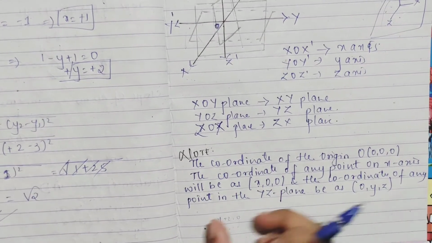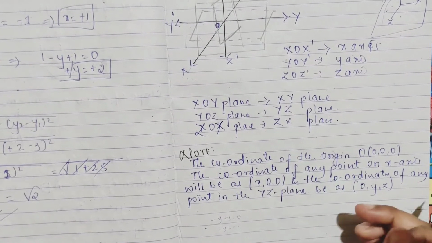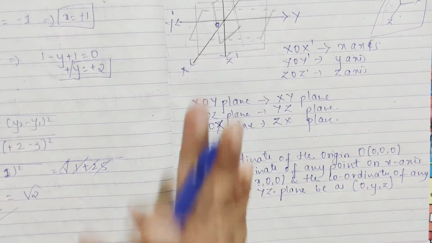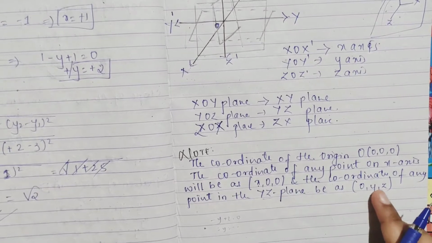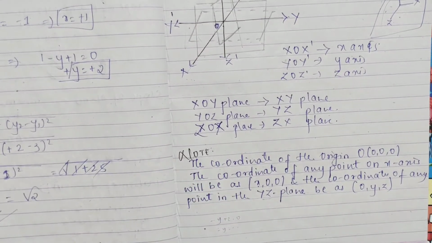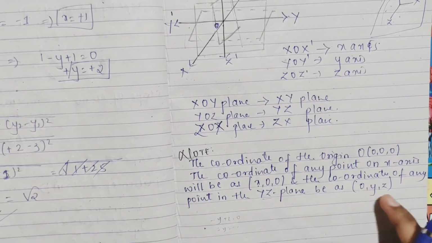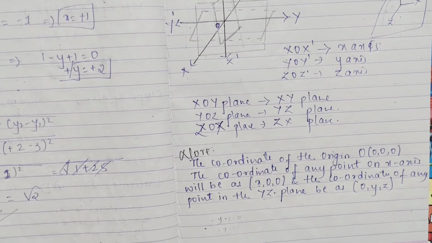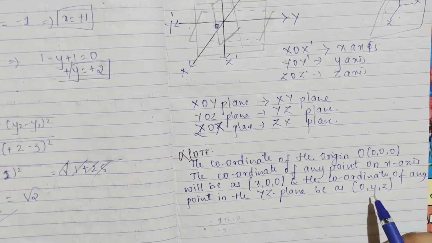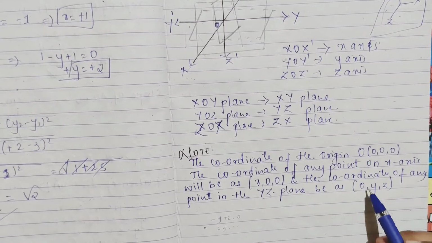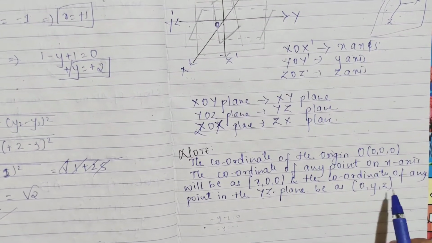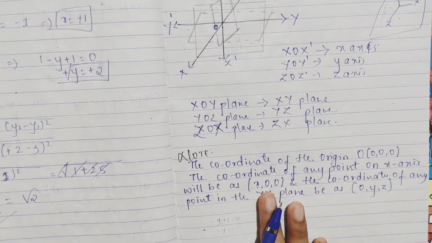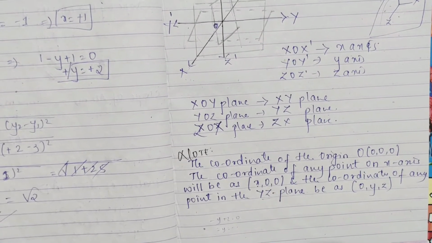Right? Same in the YZ plane. YZ plane means only the x part will be 0, and y and z will have values. If it is the XZ plane, y will be 0 and x and z will be there. ZX plane means again y will be 0, and x and z will be your values. I hope this much is clear. There is nothing much in this.